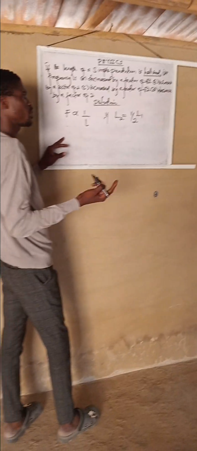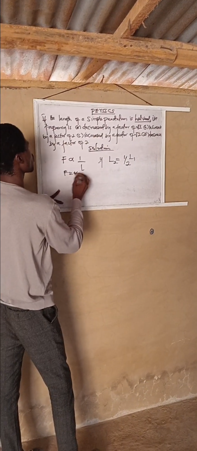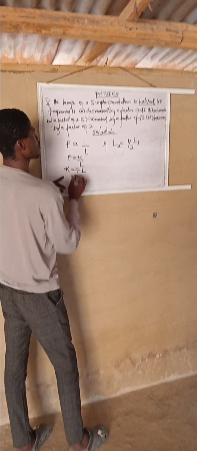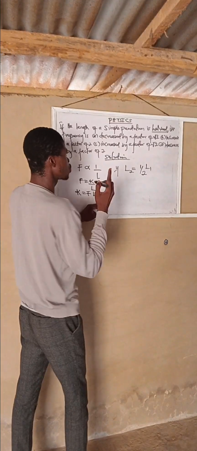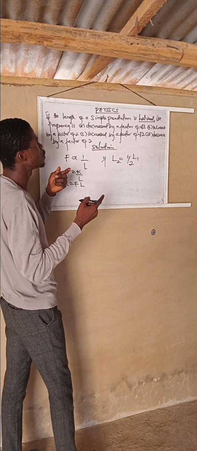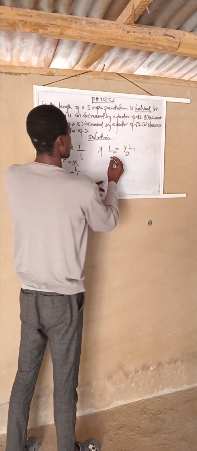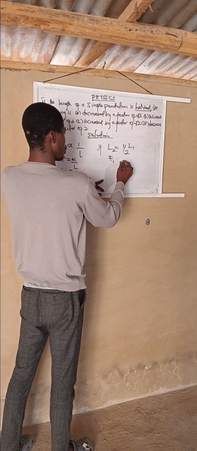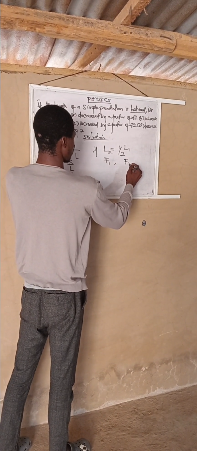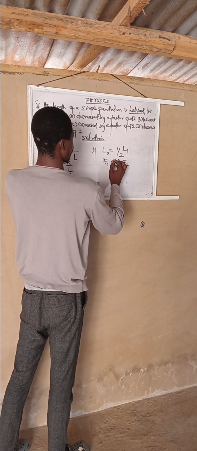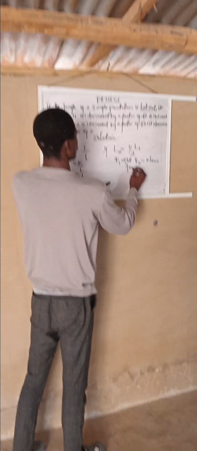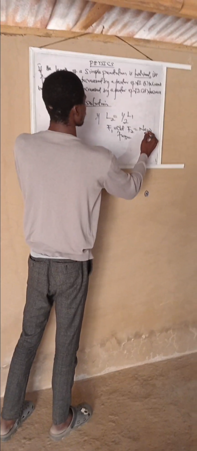So we can use our formula F equals K over L. We can say K equals F L. Now, we want to find the new frequency. The old frequency is F1, and the new frequency is F2. This one is old, and this one is new frequency.